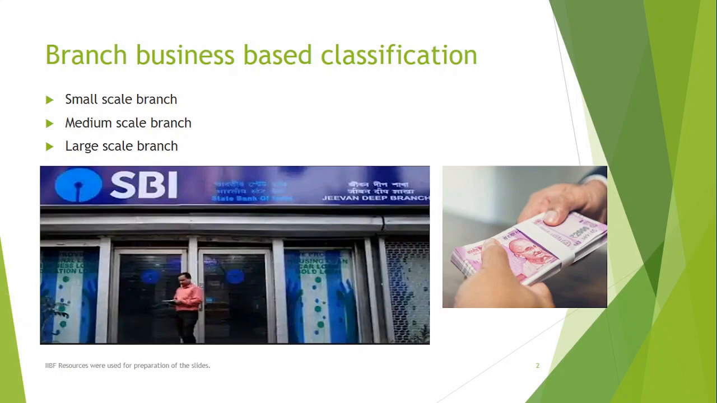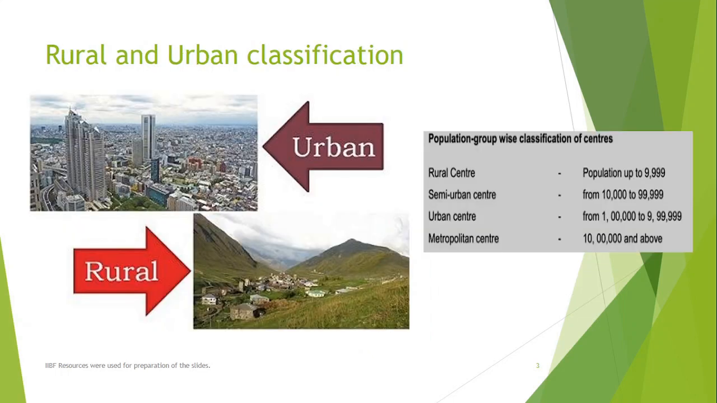So what I'm trying to put up here is that the cash holding limit is decided according to your scale of operation, whether it is small, medium, or large, so as to have a uniform practice all across. Now you see, branches are further classified into rural and urban categories.